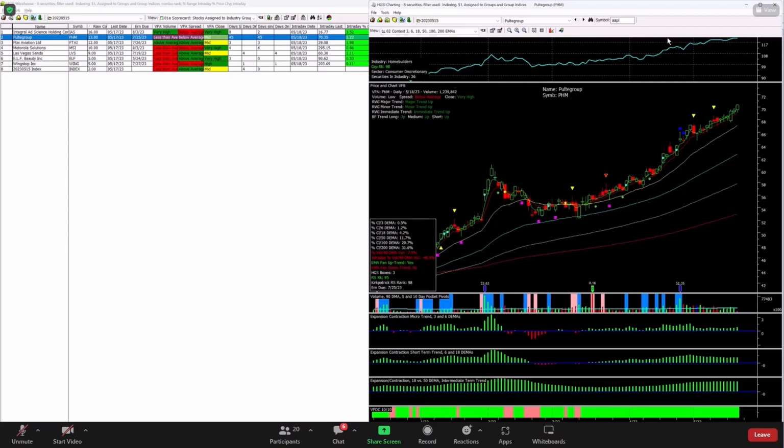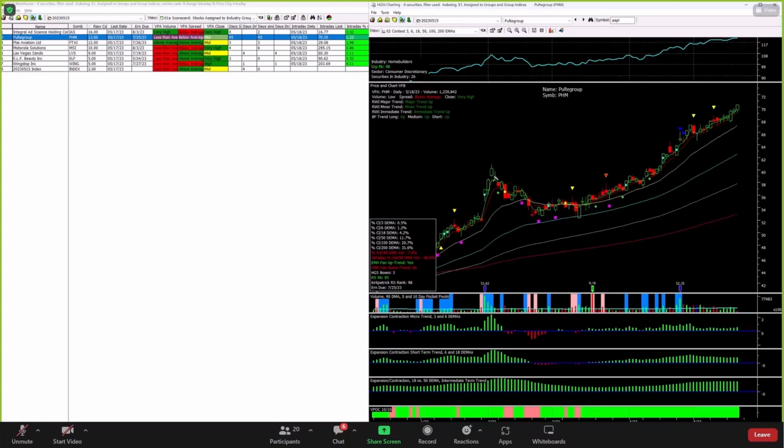Anyway, so what do we have on Pulte? Look at the group. We start up here. Group ranks 98, trending up. This is one of the primary groups. Look how beautiful this stock is, and it has been for quite some time. Let me go back here. You can see it had a nice run up here, the 3 above the 6.